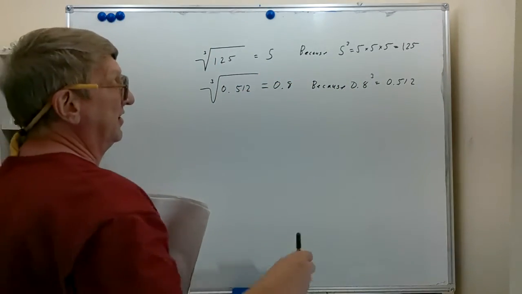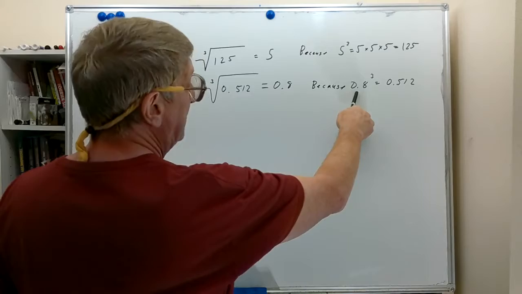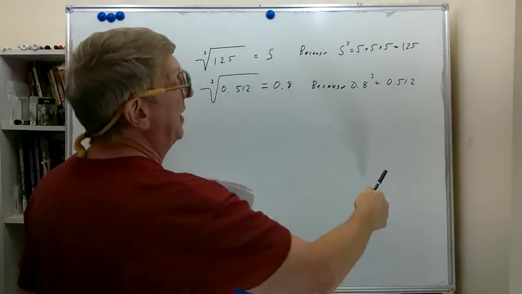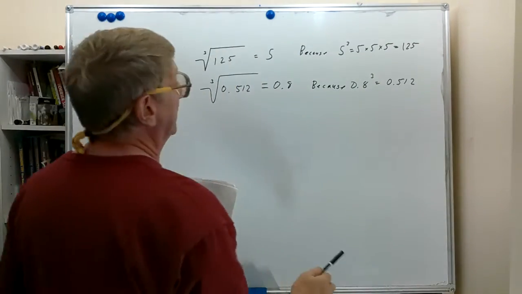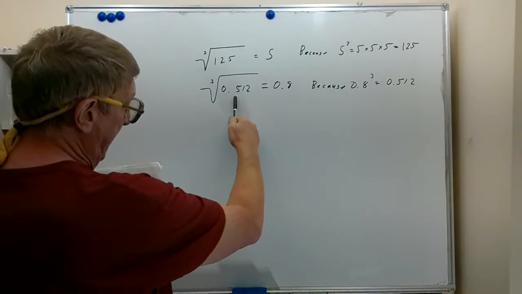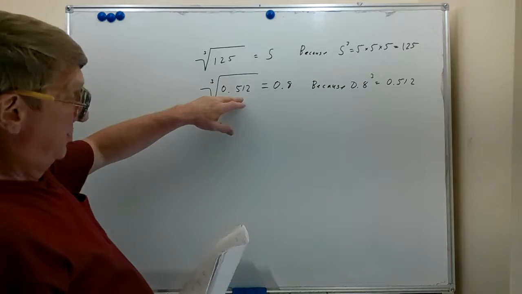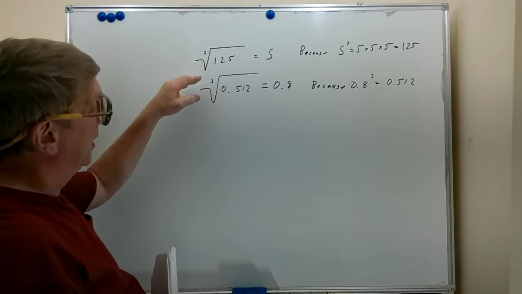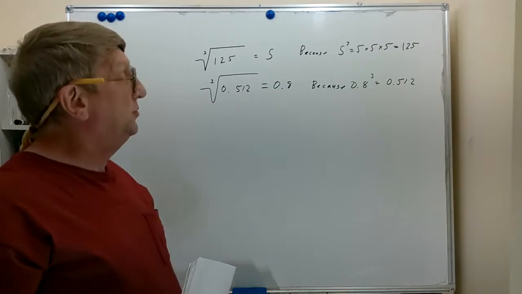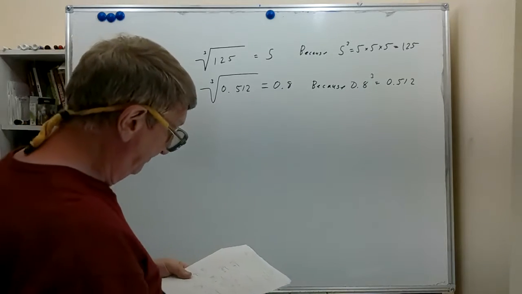And another thing you'll notice here, 0.8 has 1 decimal place, we raise it to the third power, and we end up with 3 decimal places in the result of multiplication, which we have here. And also we had 3 decimal places in the number we're finding the cube root of. We took the cube root of it, and that reduced it to 1 decimal place.